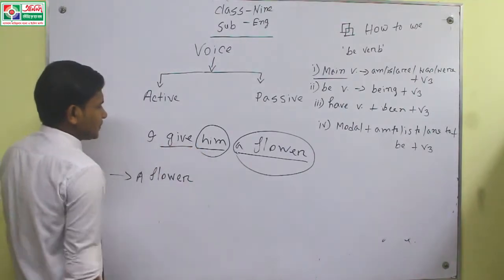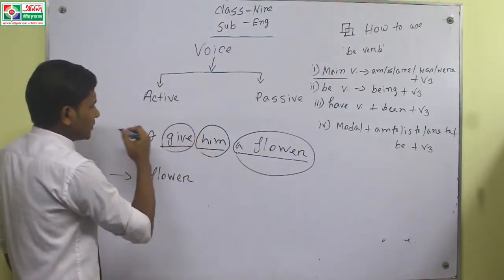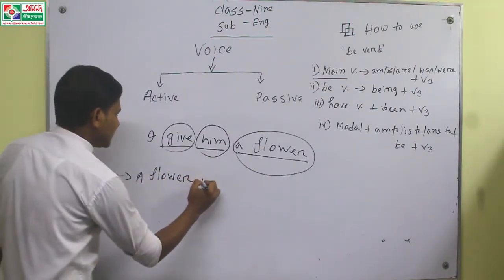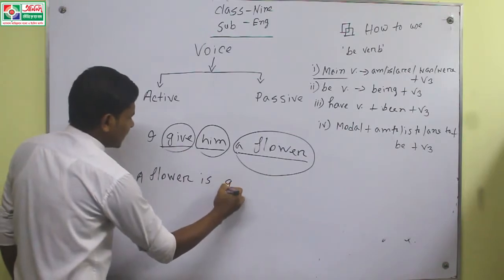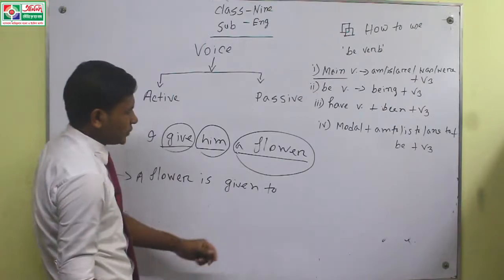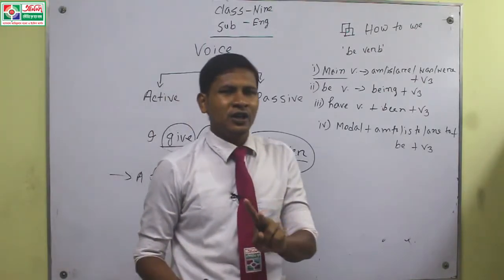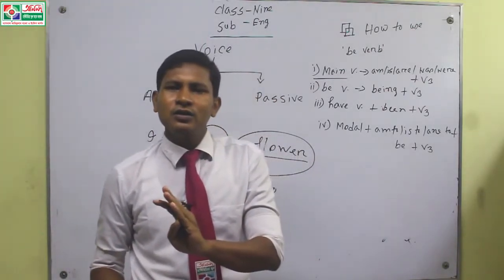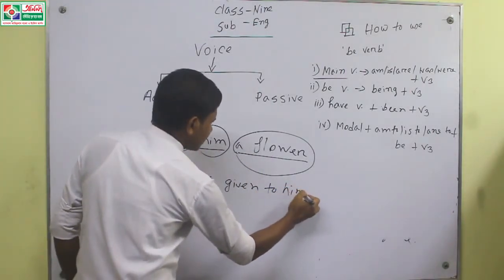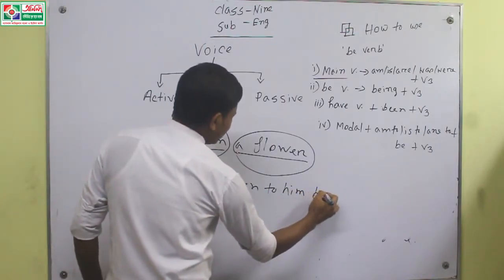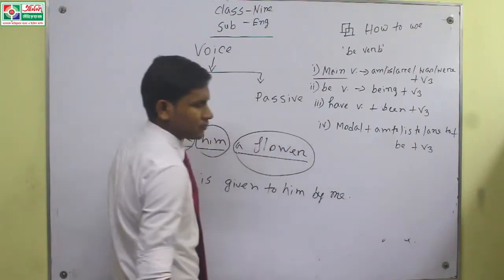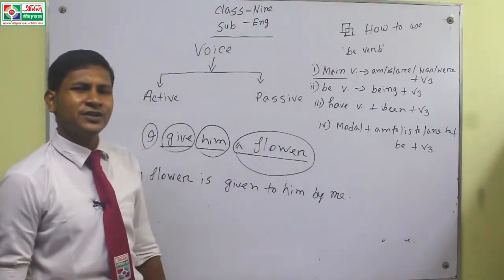Give is the present form or present tense of the verb, so we can use here is. Then given, then to or for. We can use two kinds of preposition here. One is to, the other is for. So to him, then by plus the objective form of I, me. Do you understand, all my students?